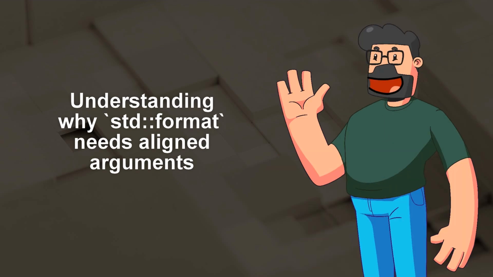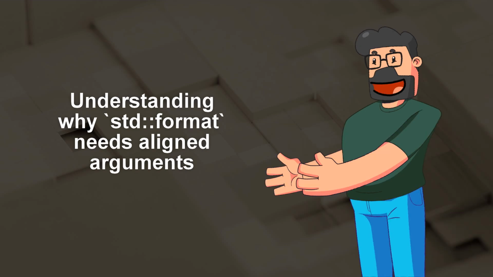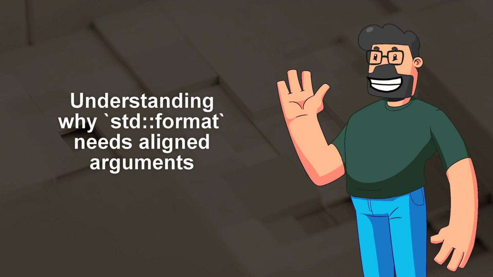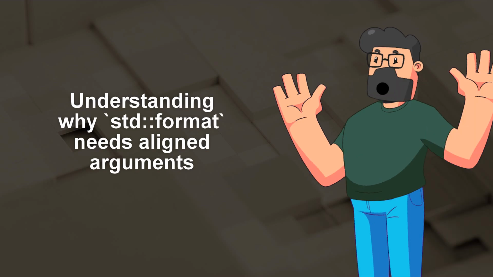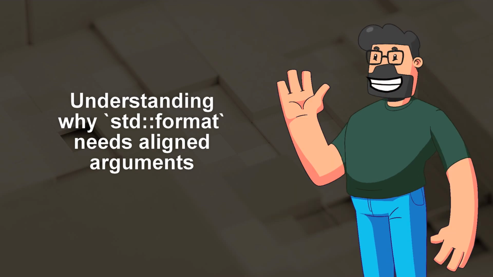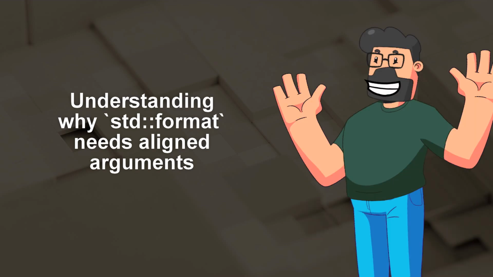So, let's dive into the problem we'll be discussing. In the code provided, there seems to be a peculiar problem arising when using the std format function. The issue occurs due to the requirement of aligned arguments by std format, leading to a runtime error regarding misaligned addresses. Quite the problem, isn't it?